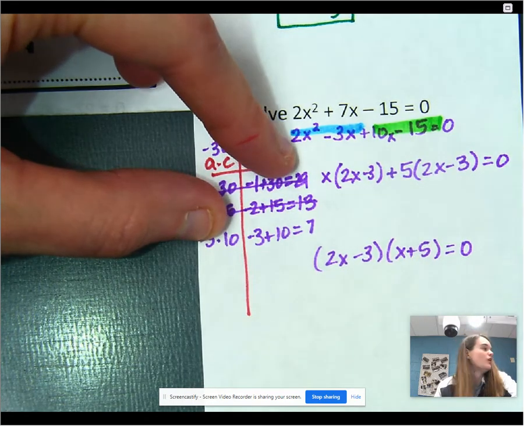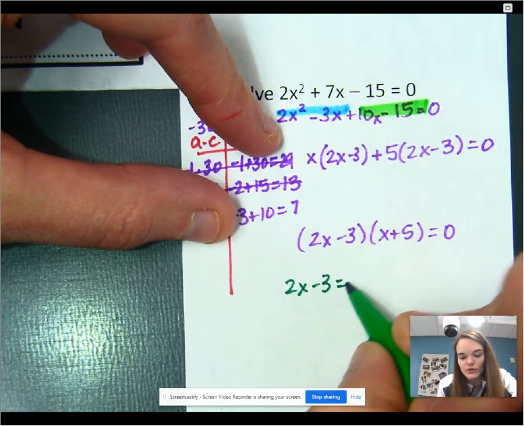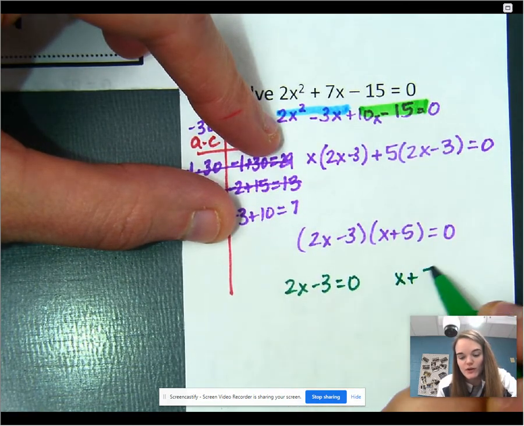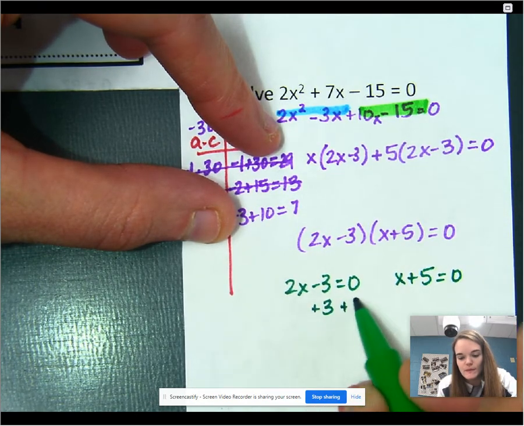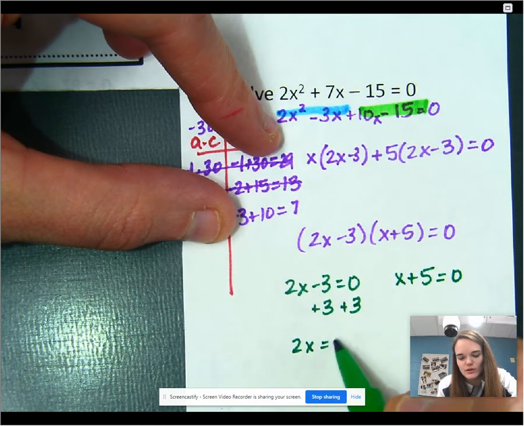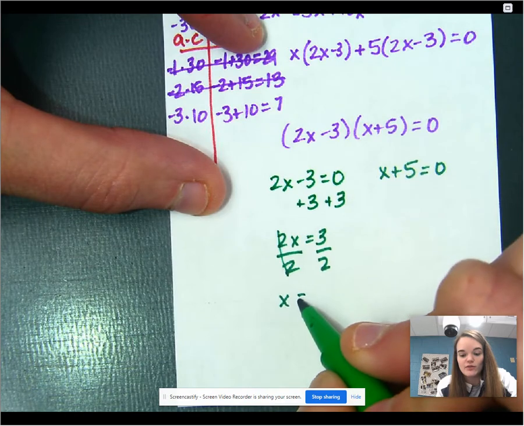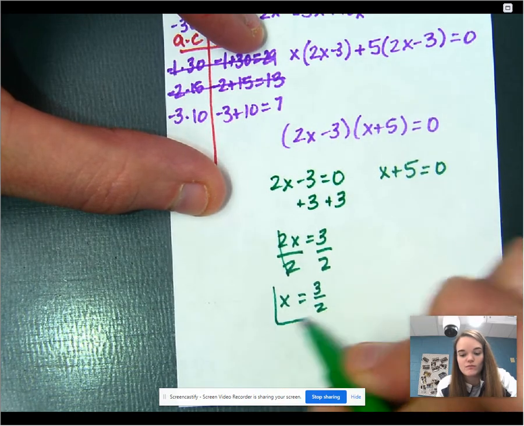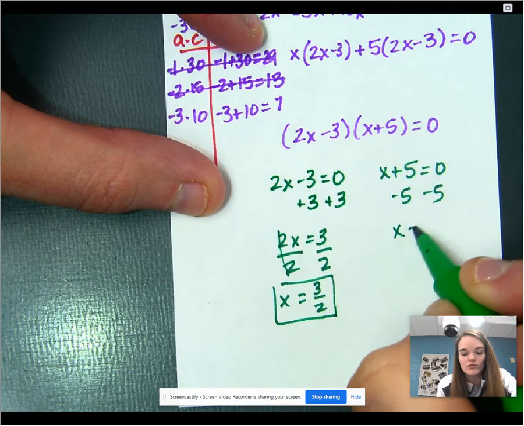And now it's time to solve. 2x minus 3 equals 0. x plus 5 equals 0. Add 3. 2x equals 3. Divide by 2. So x equals 3 halves. Subtract 5. x equals negative 5.